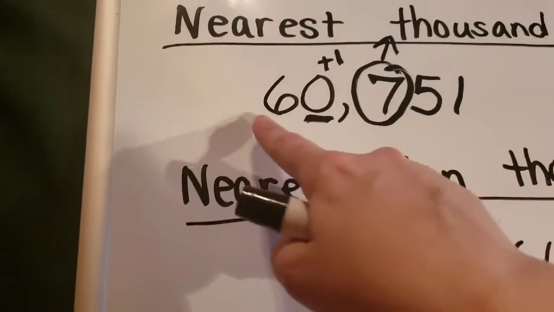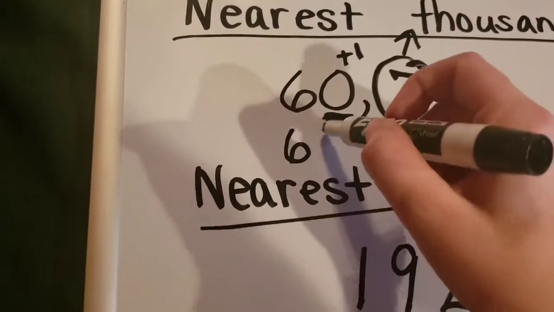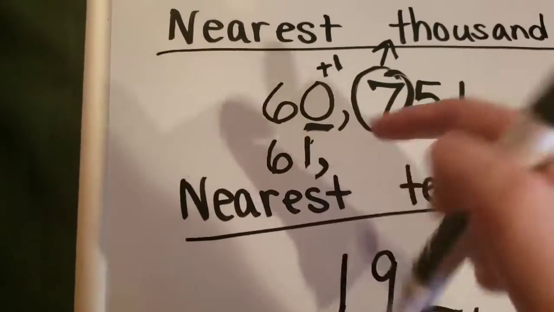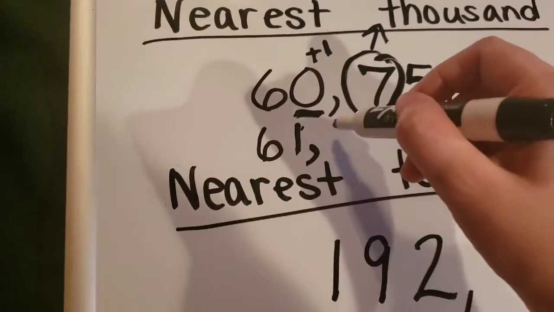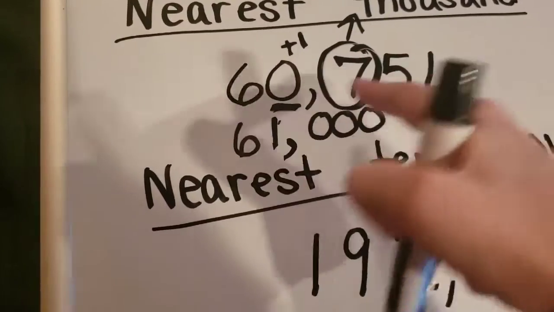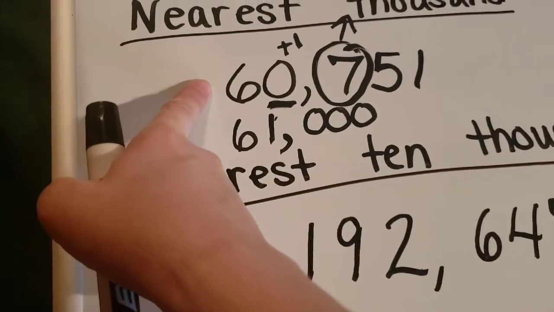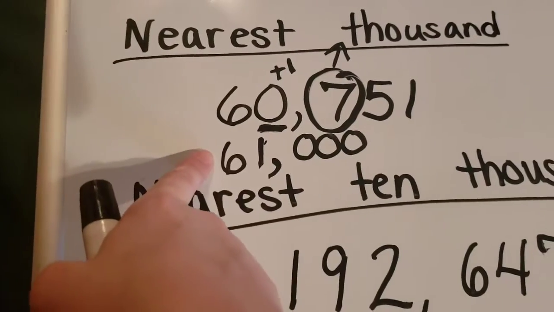So again, everything before the rounding place stays the same. I'm adding 1 to my rounding place. Everything after the rounding place has to change to a 0. 1, 2, 3. So 60,751 rounded to the nearest 1,000 is 61,000.